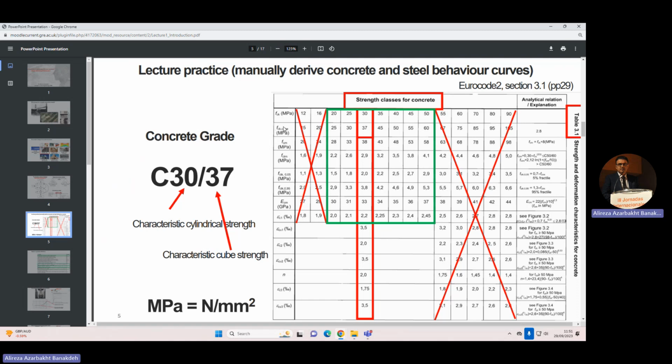30 is a cylinder, 37 is a cube. When you go to the lab for a particular type of concrete, if you make one sample cylinder, one sample cubic, they're different. If you crush them, always the number you get for the cylinder is less than the cubic. And there is a reason for that because of the shape. What we use for the design is the lower number, the cylinder one. We don't use 37. This 37 is here just to respect the old people that were used to use this number a couple of decades ago.